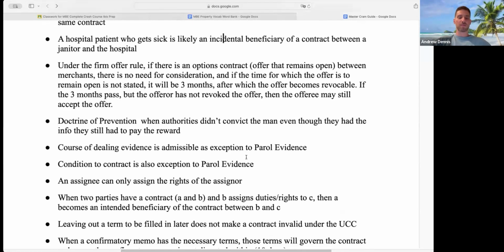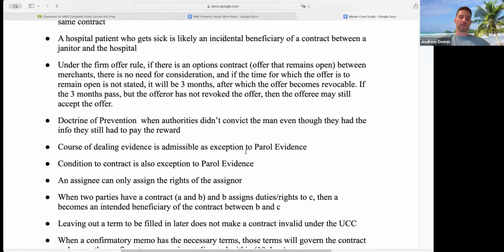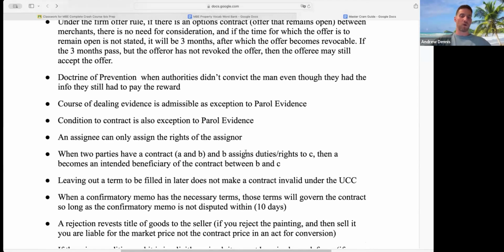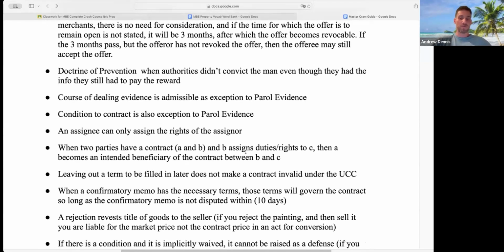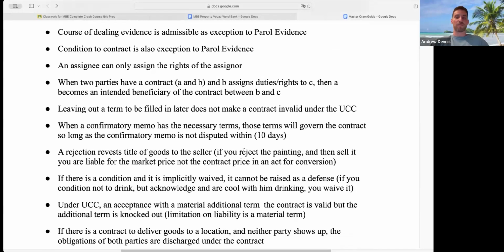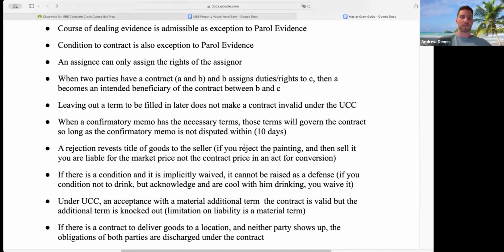Course of dealing evidence is admissible as an exception to the parol evidence rule. Condition of contract is also an exception to the parol evidence rule. An assignee can only assign the rights of the assignor, right? You can't assign any more than that. When two parties, A and B, have a contract, and B assigns the duties or rights to C, then A becomes an intended beneficiary of the contract between B and C.